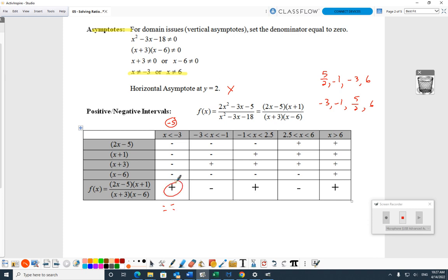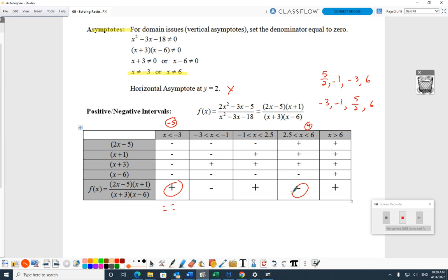Okay? I'll do one more interval. Say between 2.5 and 6, say a 4. That means 2 times 4 minus 5, that would be positive. 4 plus 1 is positive. 4 plus 3 is positive. 4 minus 6 is negative. And when I multiply and divide all those together, I get negative in there. And you could answer the question right now. You'd be done. You don't need the graph. This tells you the answers.